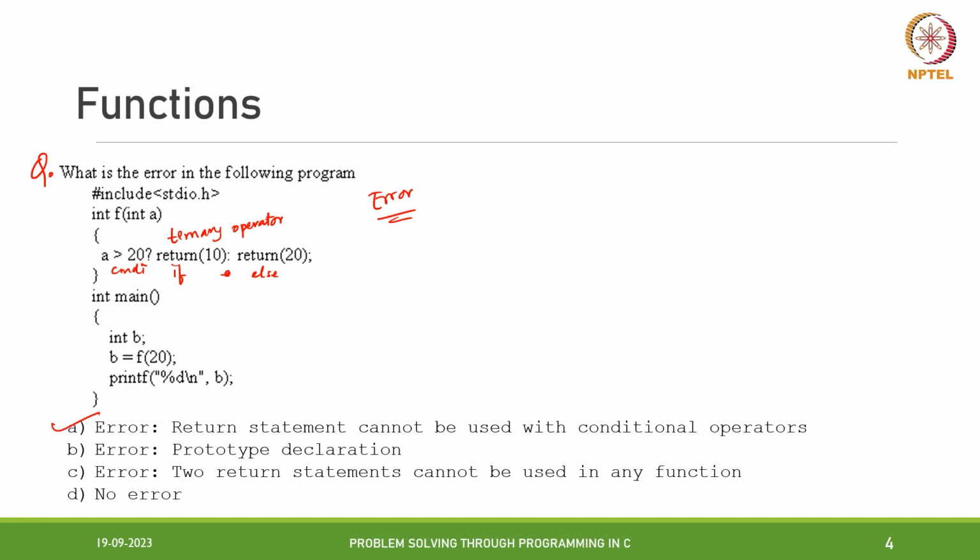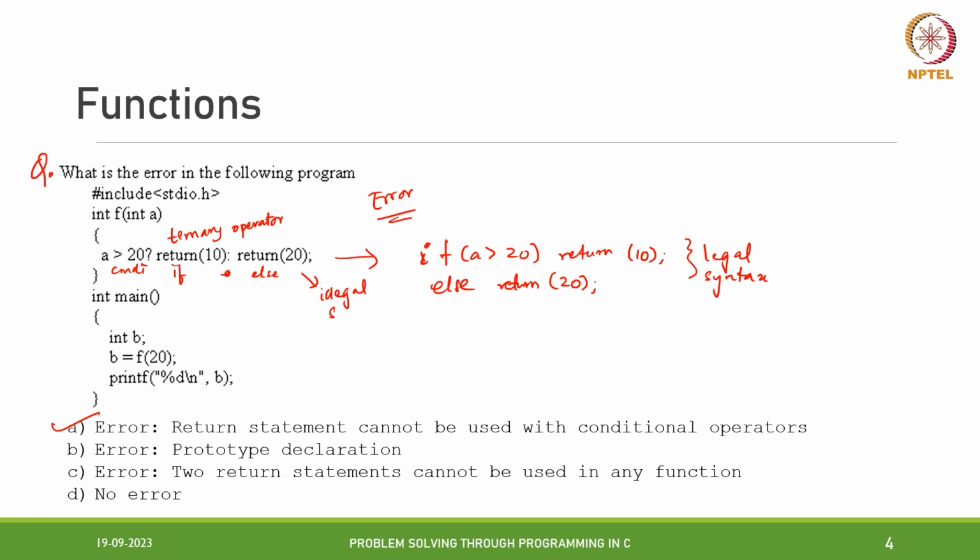You could have written, instead of this, if a is greater than 20, return 10, else return 20. This is a legal syntax. This syntax has no issues, but this is an illegal syntax. So the problem lies with the ternary operators, the conditional operators. You cannot use return statements with conditional operators. So that is the error.